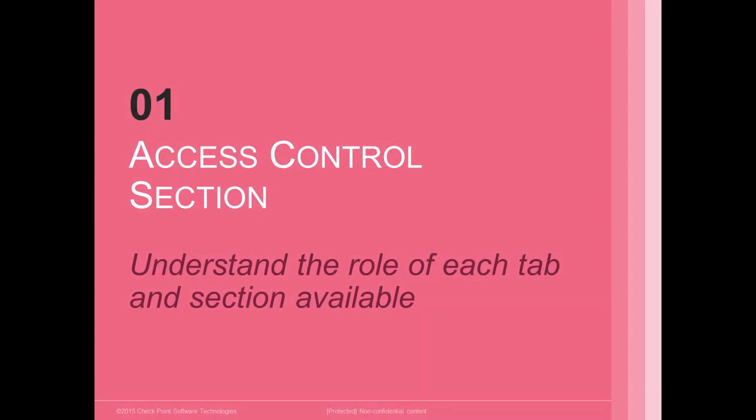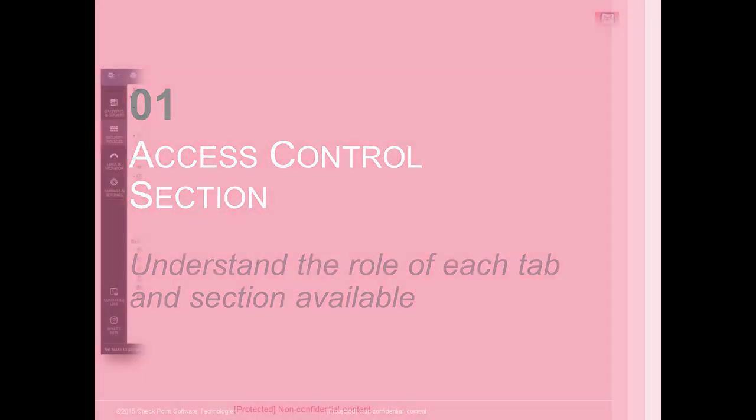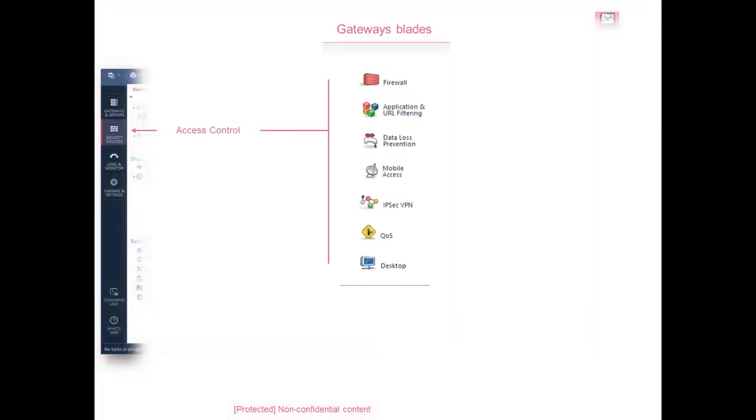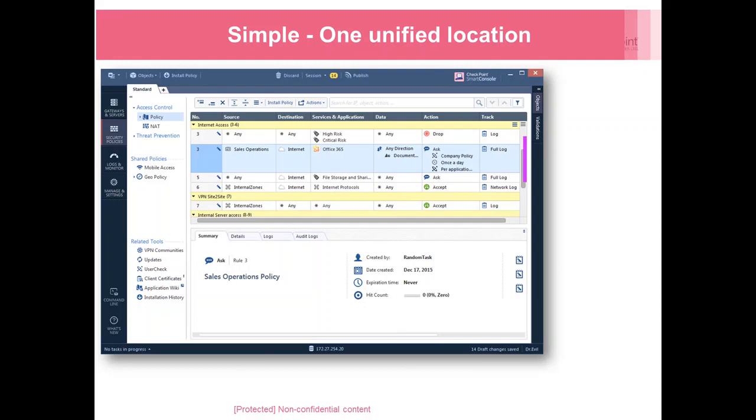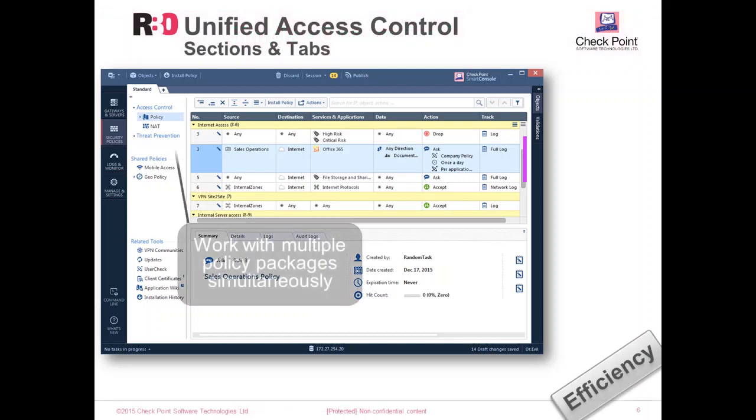So let's move forward to the access control section in order to understand the role of each tab and section available. We have multiple different gateway blades: our firewall blade, application control, URL filtering, data prevention blade, mobile access, IPsec VPN, desktop policy, and so on. All of these settings for these different blades have been moved into the access control section of the security policies view, in order to make it simpler to work with and have everything unified in one location.